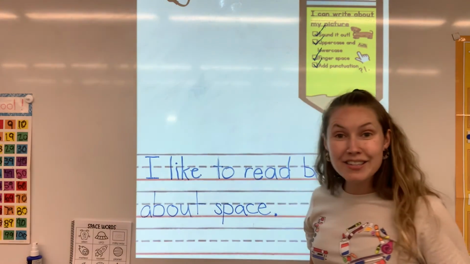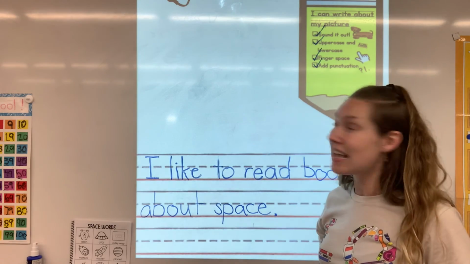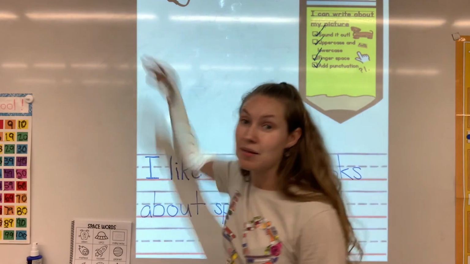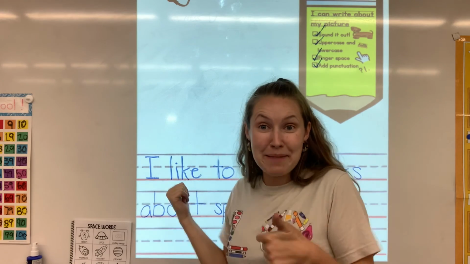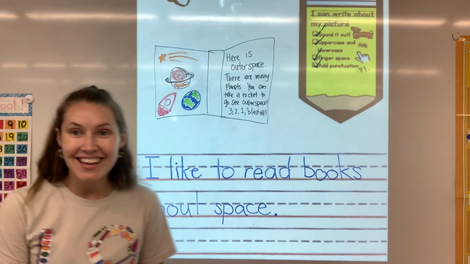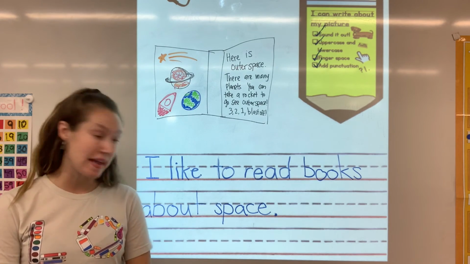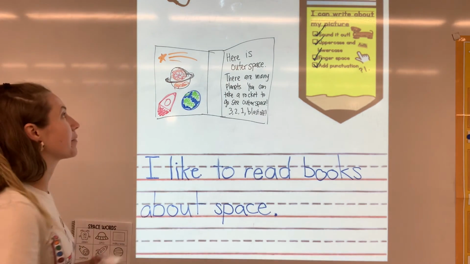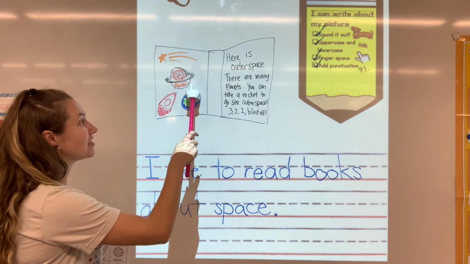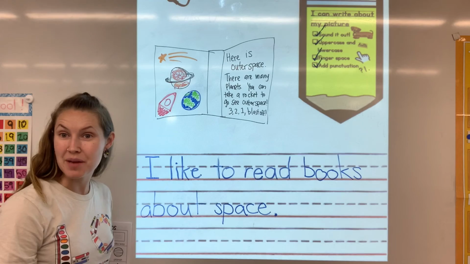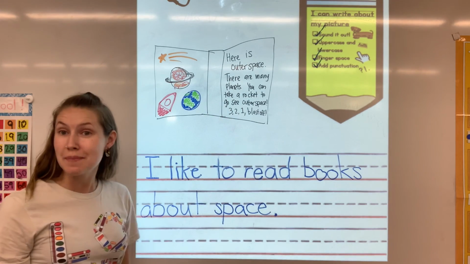So now I'm ready to draw my picture of space, and I'm gonna draw it in a book. I'm gonna draw a book showing some cool space things. So check back in a second to see. Okay, so here's my picture of a book about outer space. So I drew some planets. Here's Saturn and Earth, and a shooting star and a rocket ship. And I wrote what some words might be in that book.